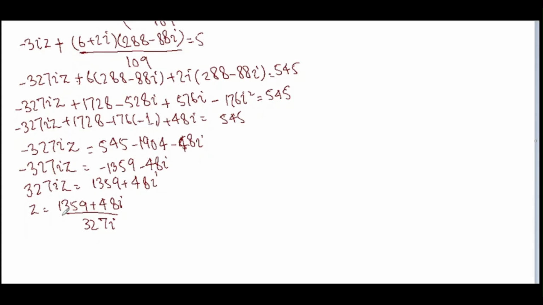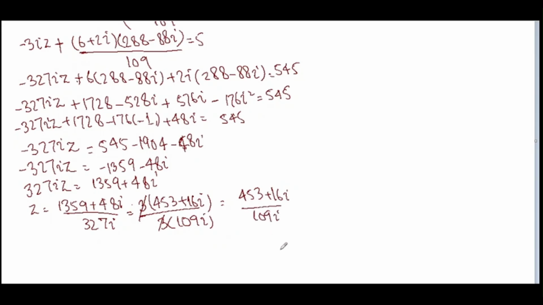Now we are going to cancel these out. We are going to take 3 common in the numerator as well as in the denominator, so we get 3 into 453 equals 1359. So here we are going to write (453 plus 16 iota) whole over, because 3 into 16 gives us 48, whole divided by 3 into 109 iota, which gives us 327 iota. So this 3 and 3 cancel and we get (453 plus 16 iota) divided by 109 iota.